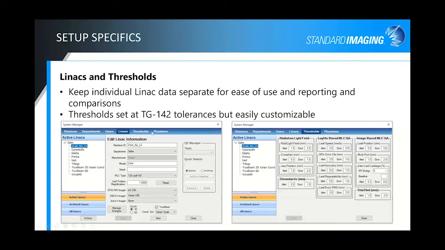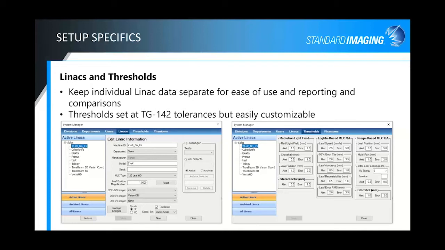As you can see here, for LINAC information, you can put in the LINAC ID, manufacturer, what model it is, etc. Whether it has an EPID, if there's any OBI on the system as well, if there's a 3D or 6D couch, all that can be input into the LINAC information.